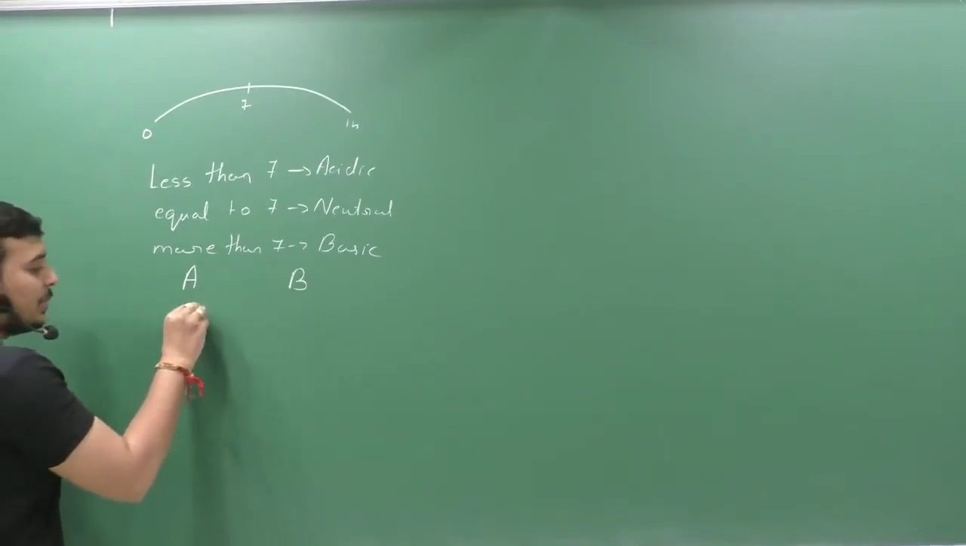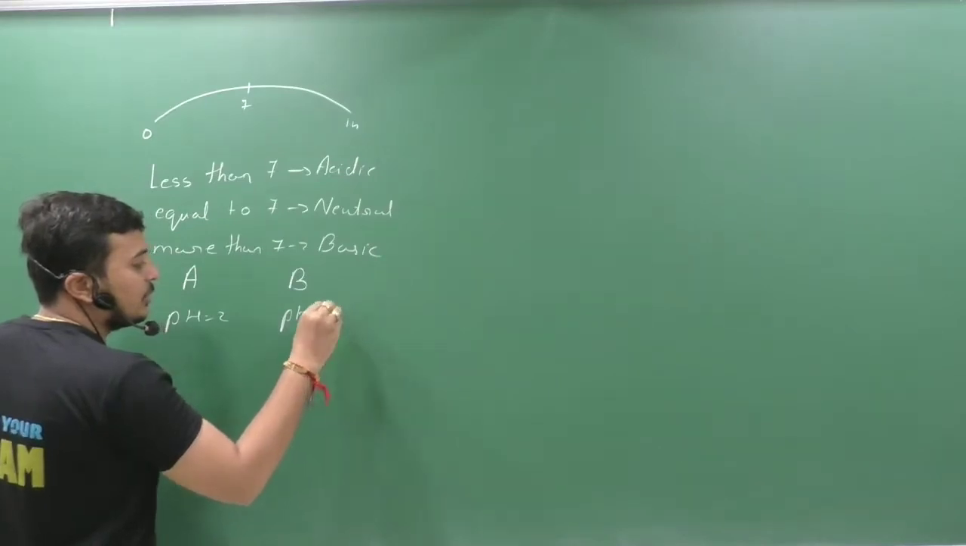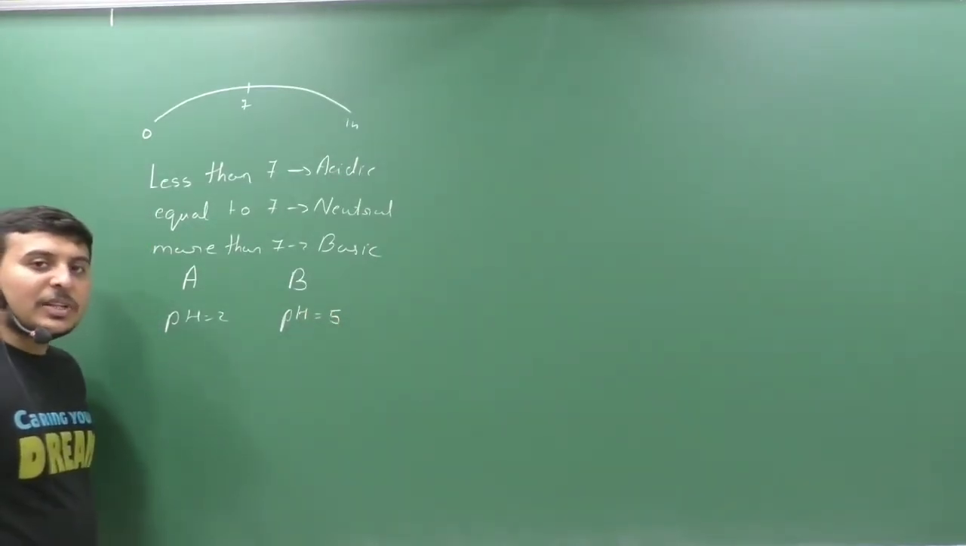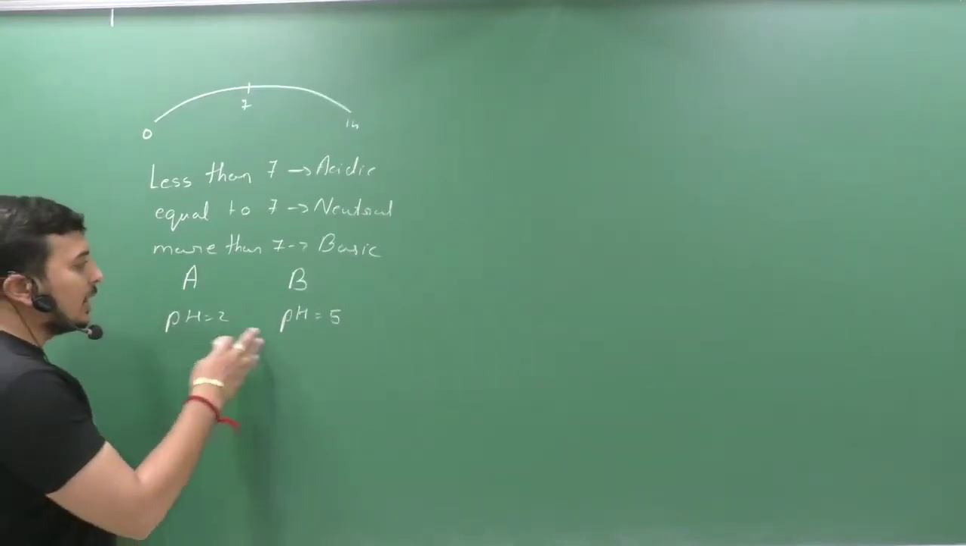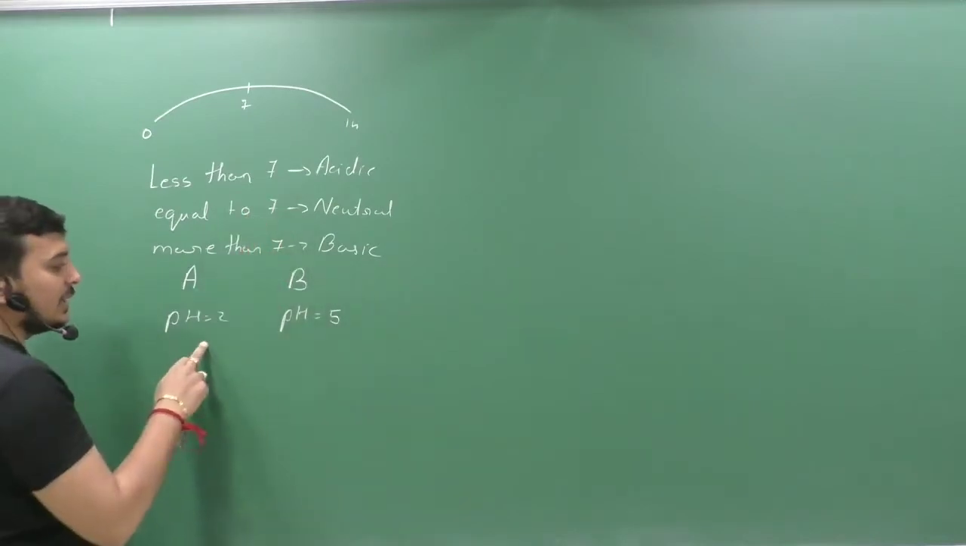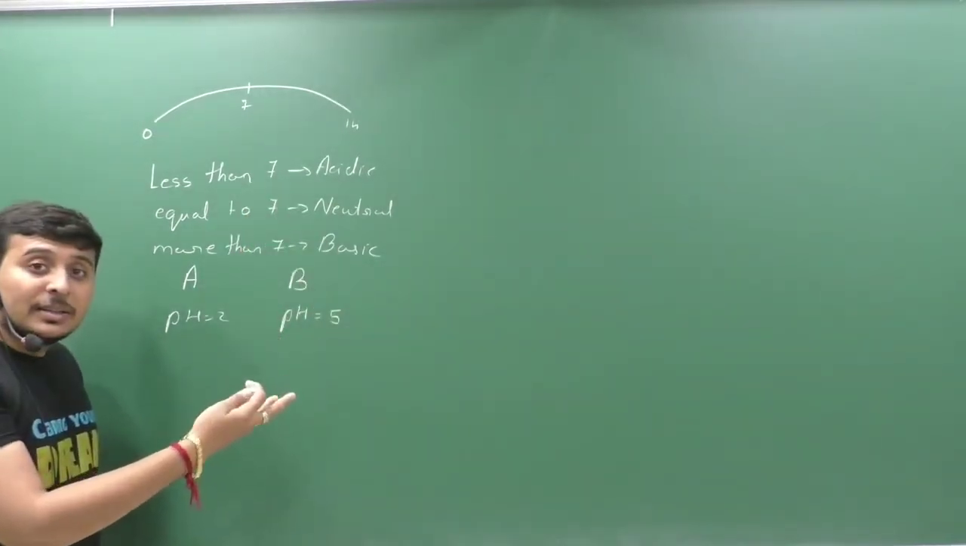Now I have solution A and solution B. Solution A has pH equal to 2 and solution B has pH equal to 5. Which of the following is acidic, solution A or solution B? It has a pH of 2, less than 7, so it is acidic. It has a pH of 5, less than 7. So both of them are acidic.